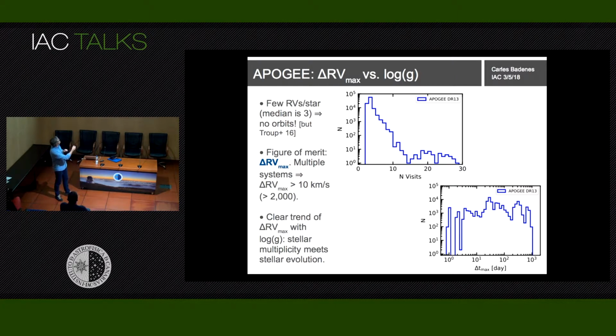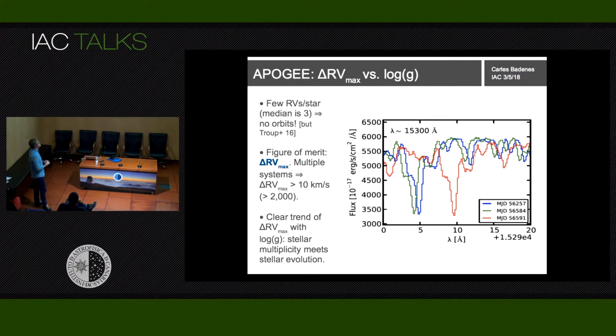This is the distribution of visits and the distribution of epochs, which is important if you want to measure radial velocity shifts. As you can see, you only have enough radial velocities to calculate an orbit for a very small number of stars. For the vast majority, you have 2, 3, 4 measurements, so you cannot calculate an orbit, but you can play the game that I showed you with the white dwarfs. This is what typical data for an APOGEE binary looks like. You have 3 spectra. You can calculate an orbit, but you see clearly that the lines are moving. You don't need to do sophisticated analysis here to see that the lines are moving. This system, this star, has a binary companion.